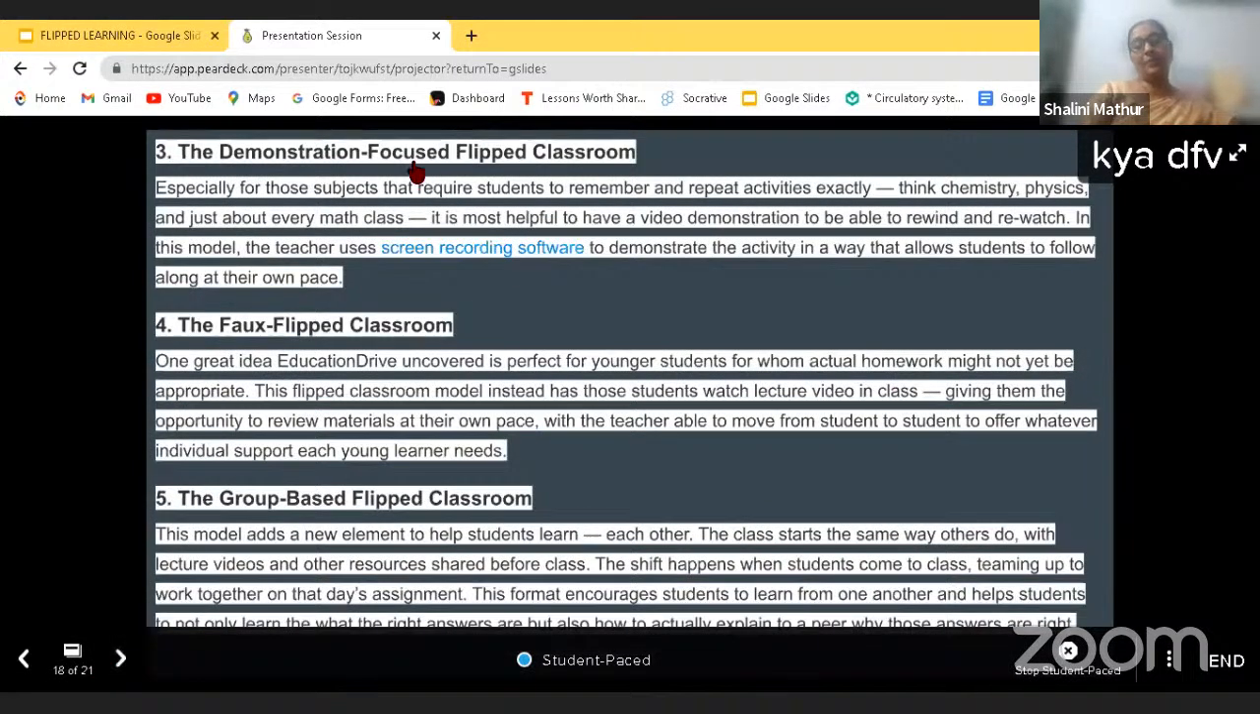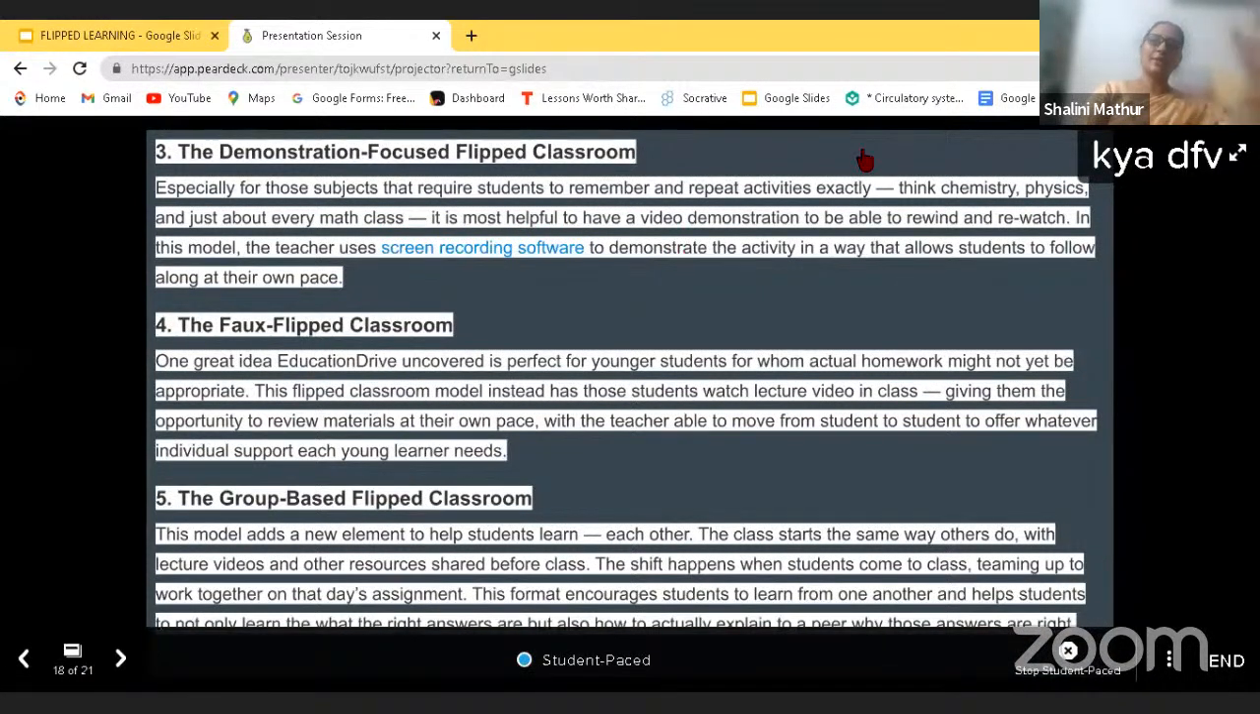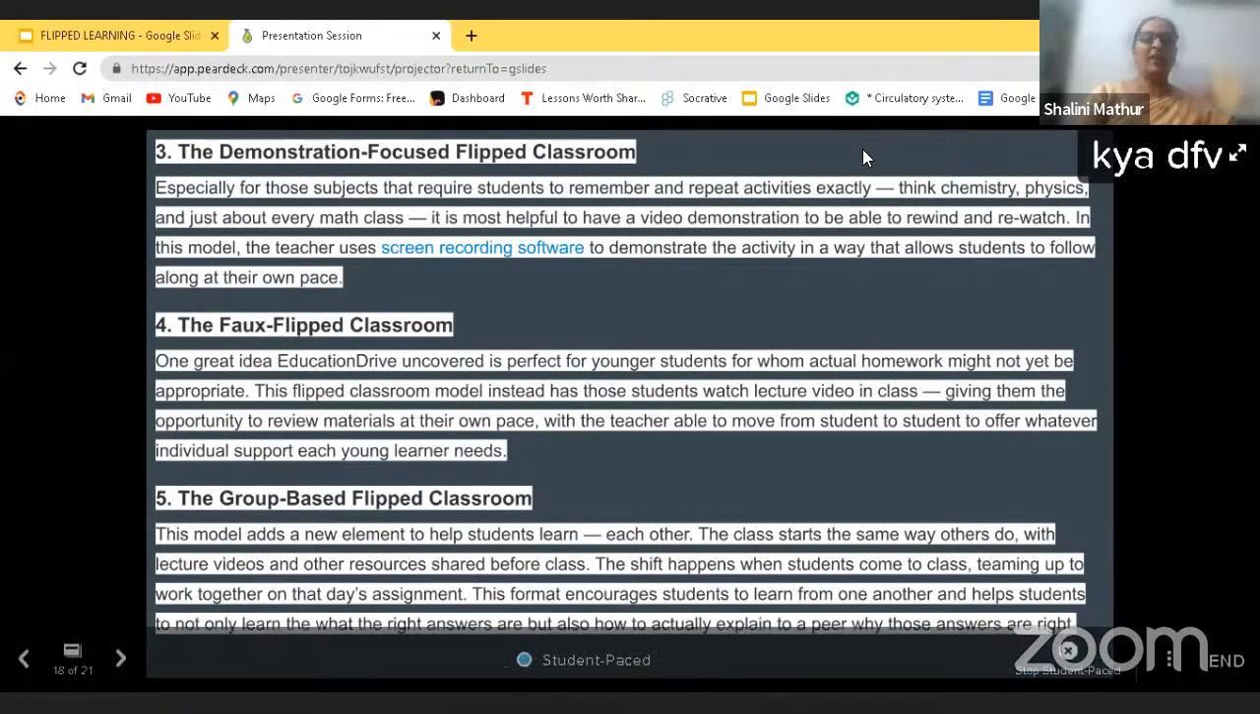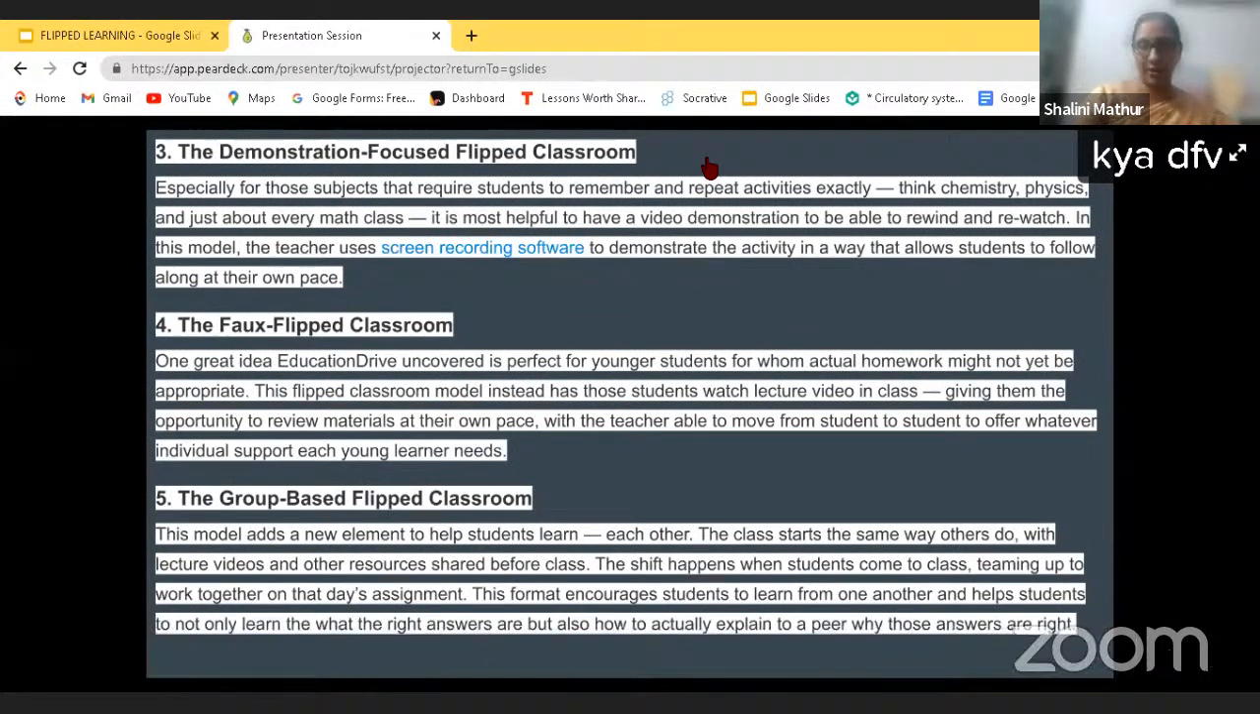Now, demonstration-focused flipped learning, mostly in science, where we can demonstrate an activity. Because in science, most of the time we take students to the chemistry lab or the bio lab, sometimes a student creates a problem, then we are wasting time saying please settle down and so on. And a few students are not able to understand what the teacher has demonstrated.